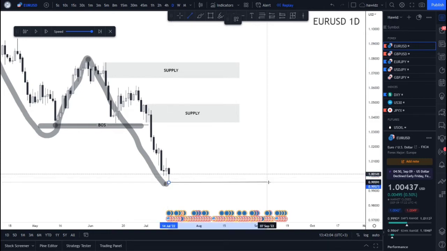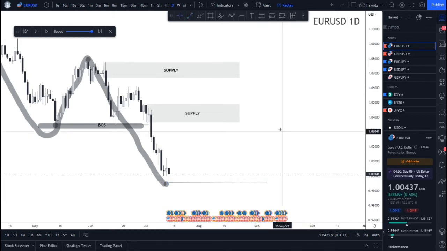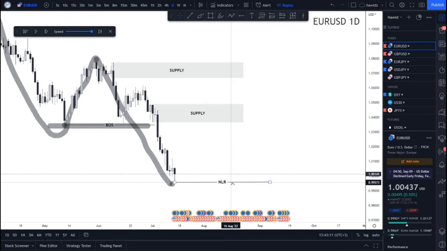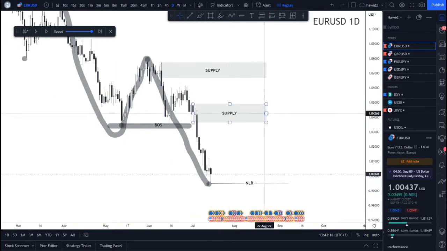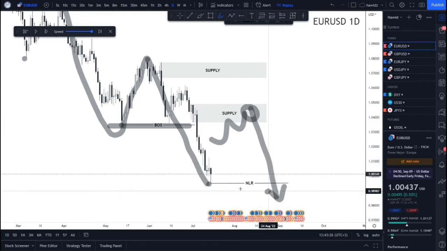Now, lo and behold, we do also have this right here, not as a supply zone. No, it's just our next liquidity run area, right? So this was the low, right? So from the low here, we know that if price comes, let me just use this highlighter, if price comes and mitigates this area here, it's going to fall down to go and take out this liquidity here.